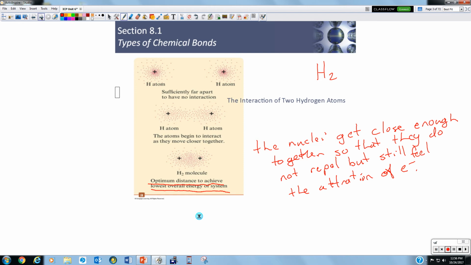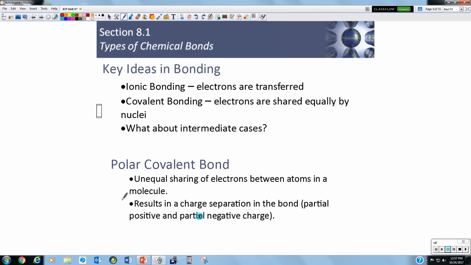All right. Energy is given off when bonds are formed because, again, atoms are trying to move to a lower energy state. It takes energy to break bonds. When bonds are formed, energy is given off.